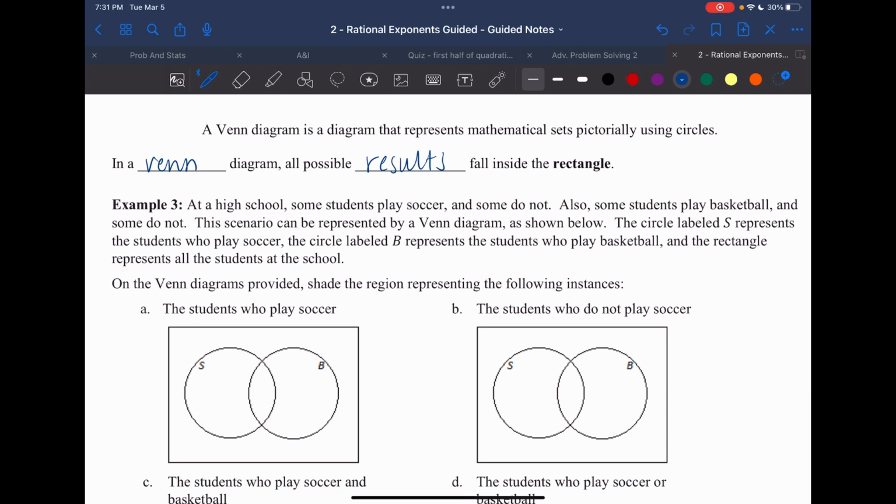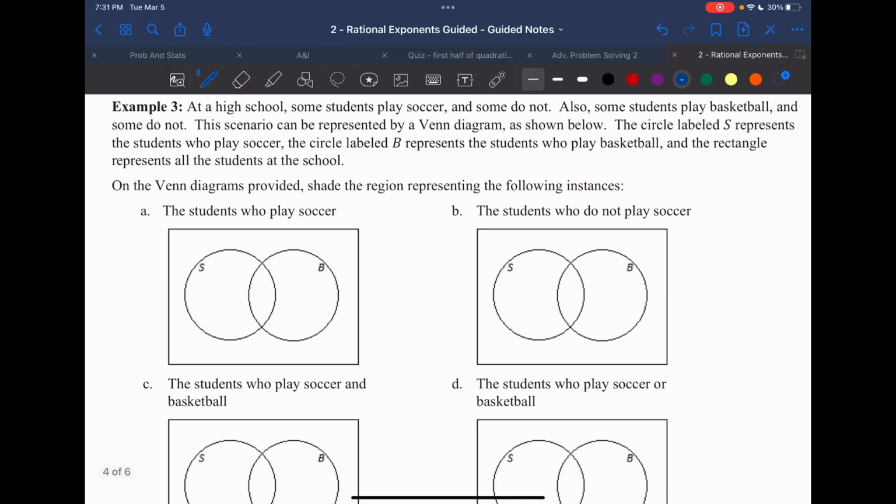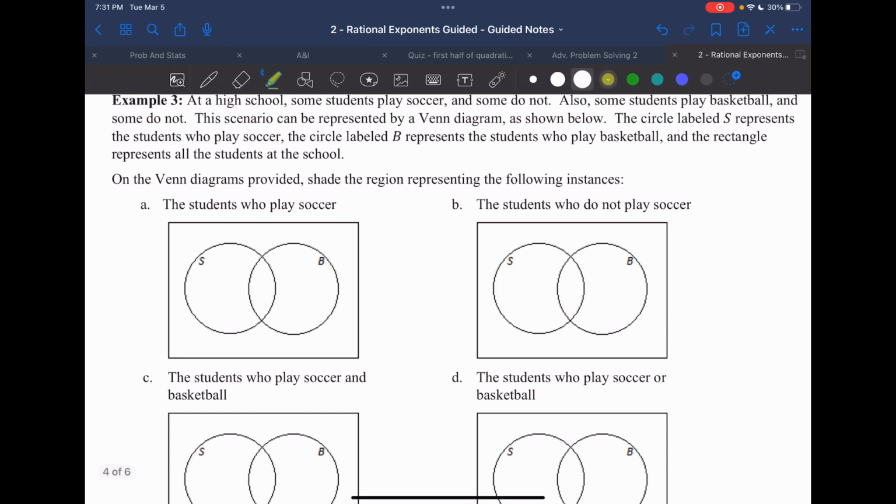On the Venn diagram, shade the region representing the following instances. So students who play soccer. All you're going to do is shade in wherever you see an S. So that would be inside here. It's okay that you're also shading in the space that's overlapping with the basketball, because you're just focusing right now on students who play soccer.